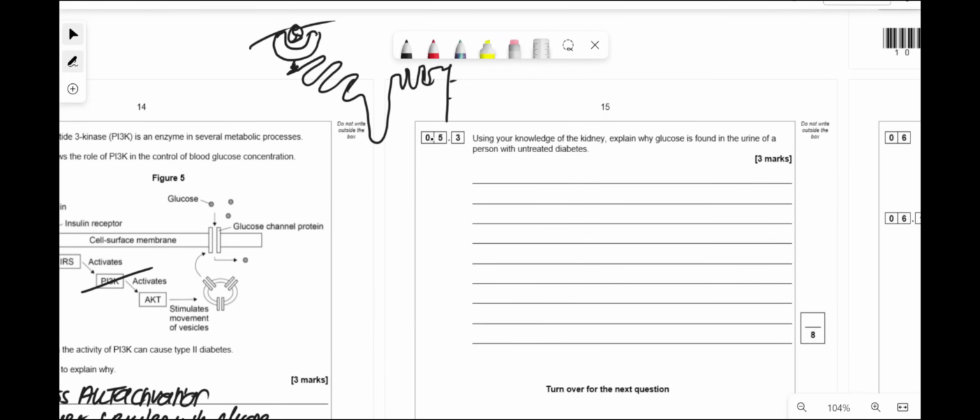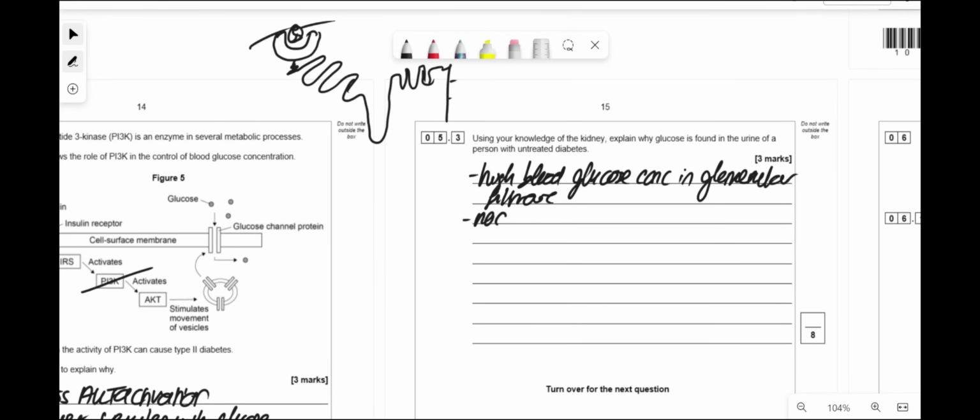You've maxed out all your carrier co-transport proteins. So you have a high blood glucose concentration in the glomerular filtrate, or blood, or filtrate, allowance any of them.